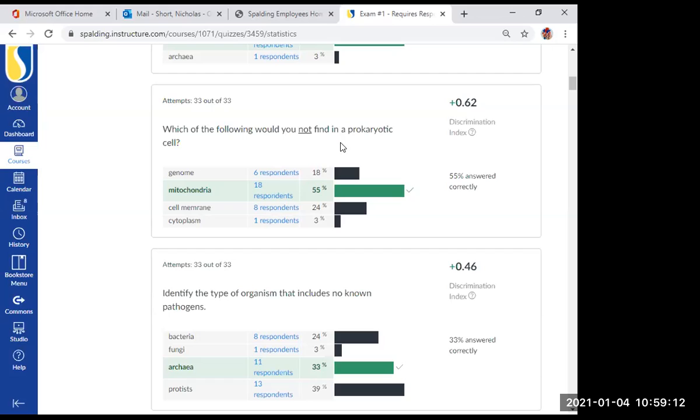So what would you not find in a prokaryotic cell? You would not find mitochondria. Those are only going to be in eukaryotes. The same thing would be true of a chloroplast. But all organisms contain a genome. All organisms contain cytoplasm and a cell membrane.